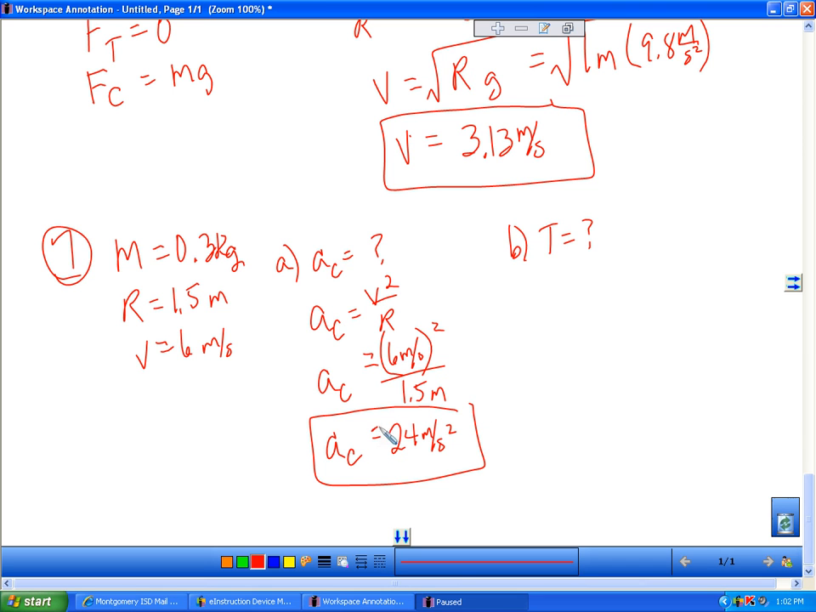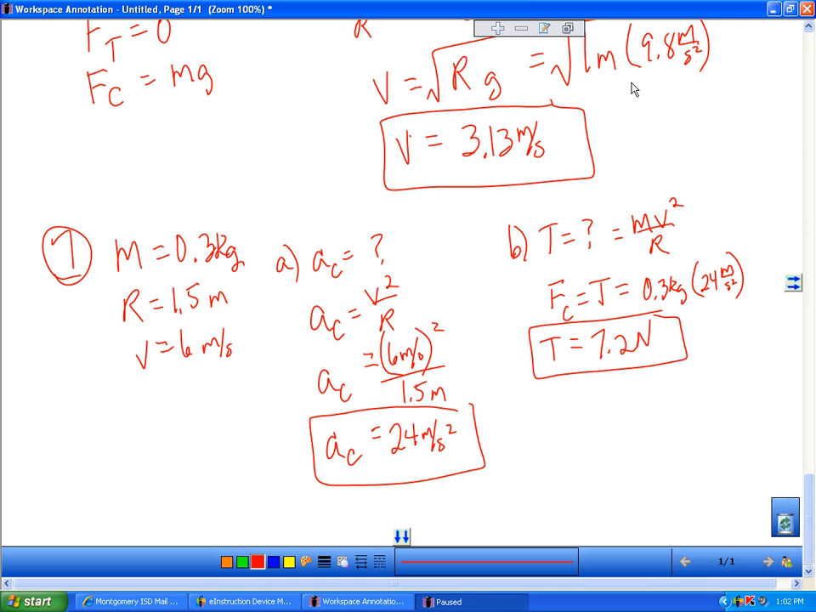Now, they want the tension. Well, the tension, since it's a horizontal circle, is what's supplying the centripetal force, so that's mv squared over r. So centripetal force is equal to tension is equal to 0.3 kilograms times 24 meters per second squared. So the tension is simply going to be 3/10 of 24, which is, I believe, 7.2 newtons. And we're done with number 7.